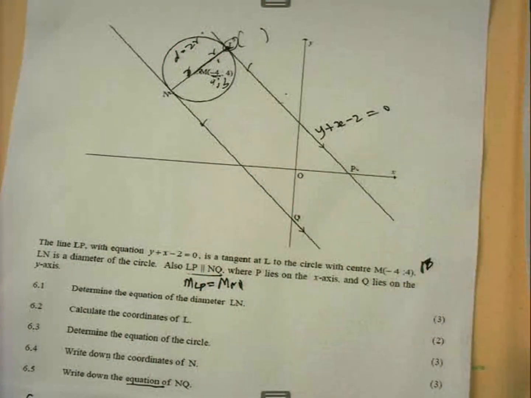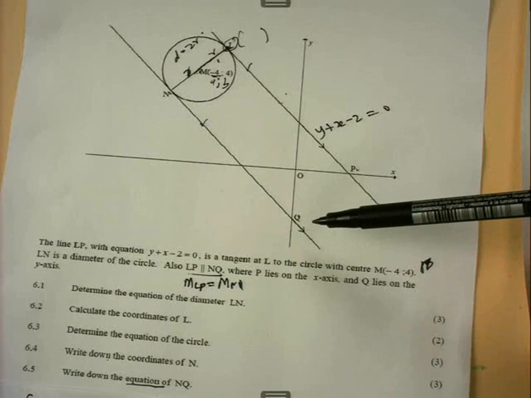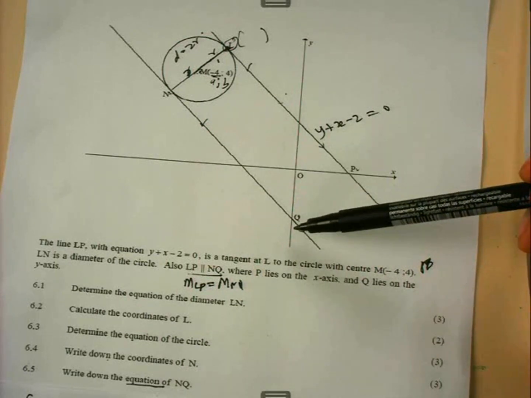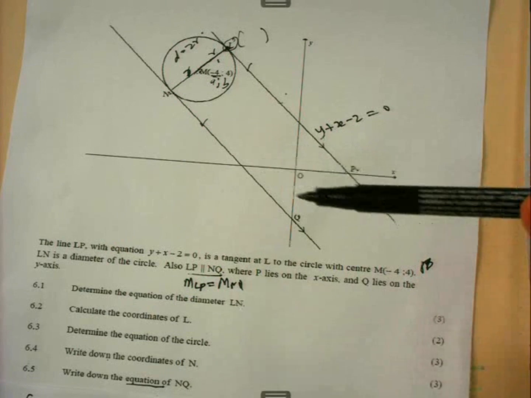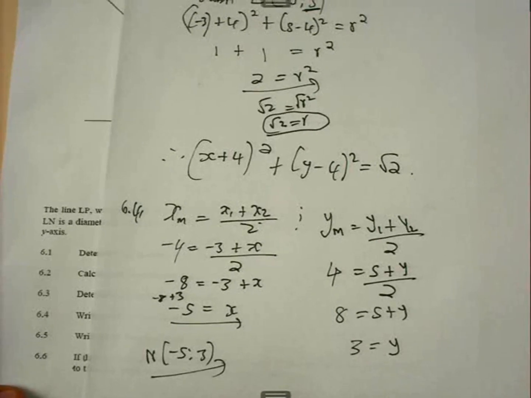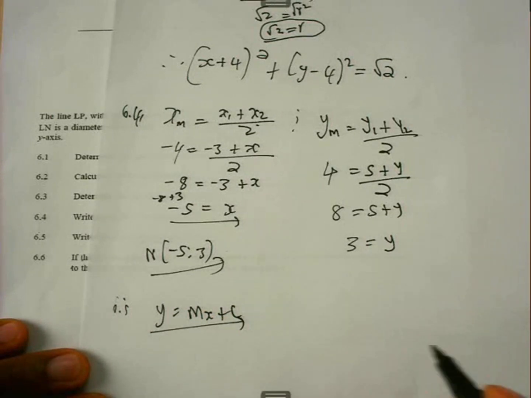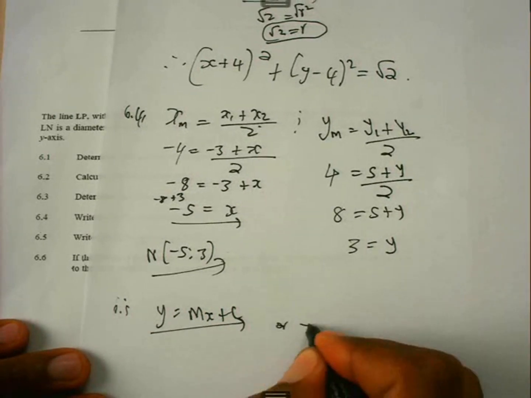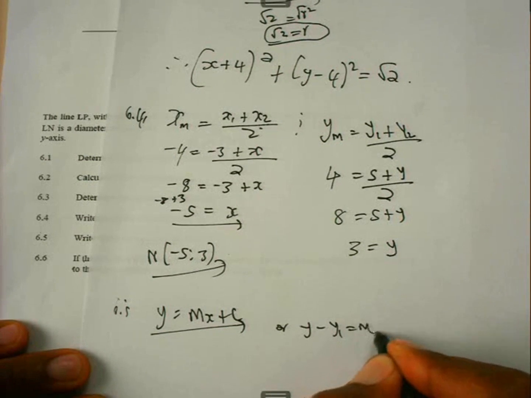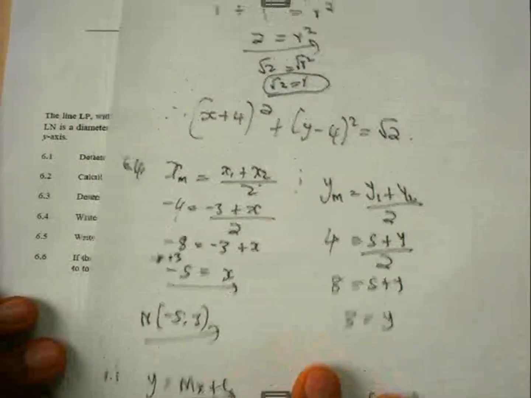Now here it is NQ. When you look at NQ, it's not a circle. What is NQ? That is a straight line. You remember the form must be what? If it's a straight line, then we need to have y equals mx plus c, which is very, very important, or y minus y1 equals m into x minus x1, whereby m is our gradient. Good.